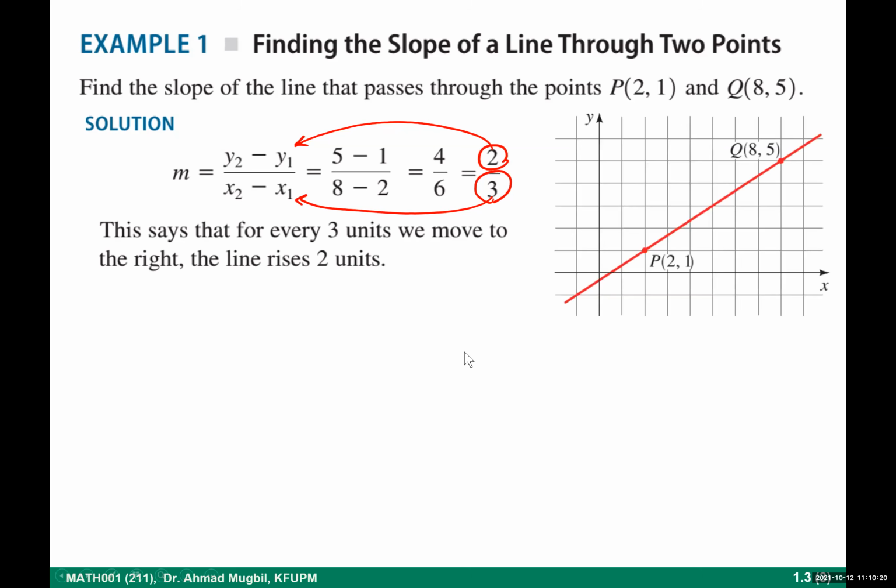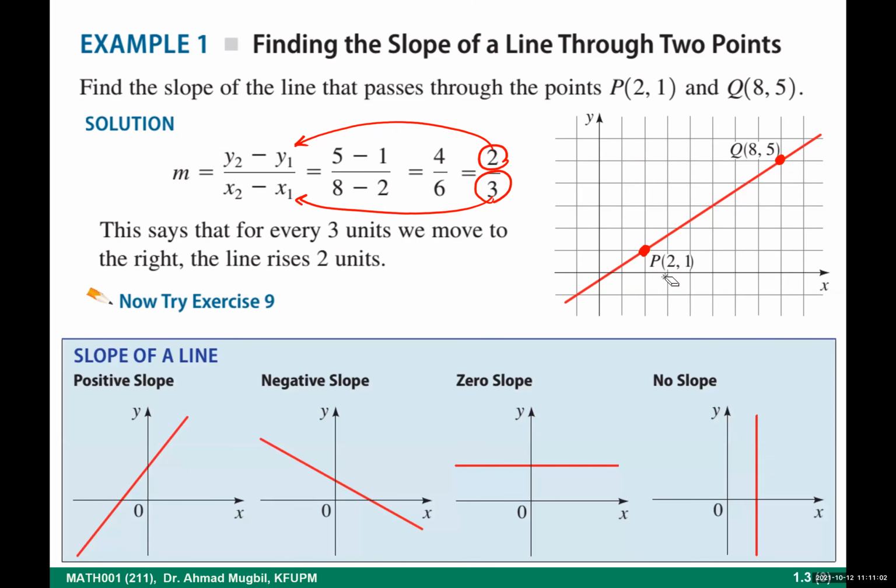Let me show you the graph. Here it is. If you now connect these 2 points, to sketch the graph of a line, you need 2 points only. If you have this point and this point, just connect them and you'll have your line. Look here. Let's start from this point. If you go 3 units to the right, this is 2, this is 3. What happens vertically? 2 units. So this is the meaning of that. This is what you can understand from the slope. It is mentioned here. It says that for every 3 units we move to the right, the line will rise 2 units. It will go up 2 units.